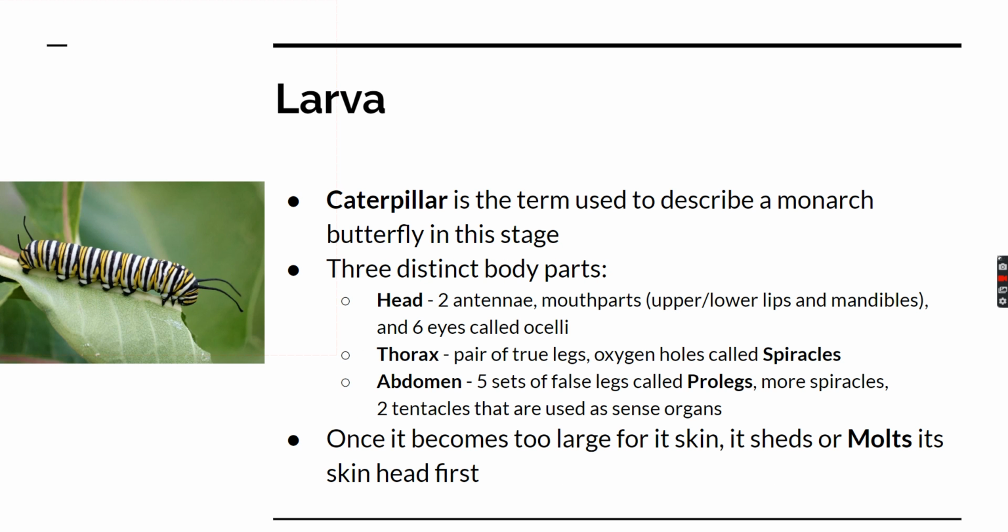So the larva stage. The term caterpillar is used to describe a monarch butterfly in this stage, and you can see the caterpillar on the left. There are 3 distinct body parts. The head, which has 2 antennae, mouth parts, which include upper and lower lips and mandibles, and then 3 eyes called ocelli. There's also the thorax, which contains a pair of true legs, oxygen holes called spiracles. And then finally the abdomen, which has 5 sets of false legs called prolegs, more spiracles, and then 2 tentacles that are used as sense organs. Once it becomes too large for its skin, it sheds or molts its skin, starting with the head.